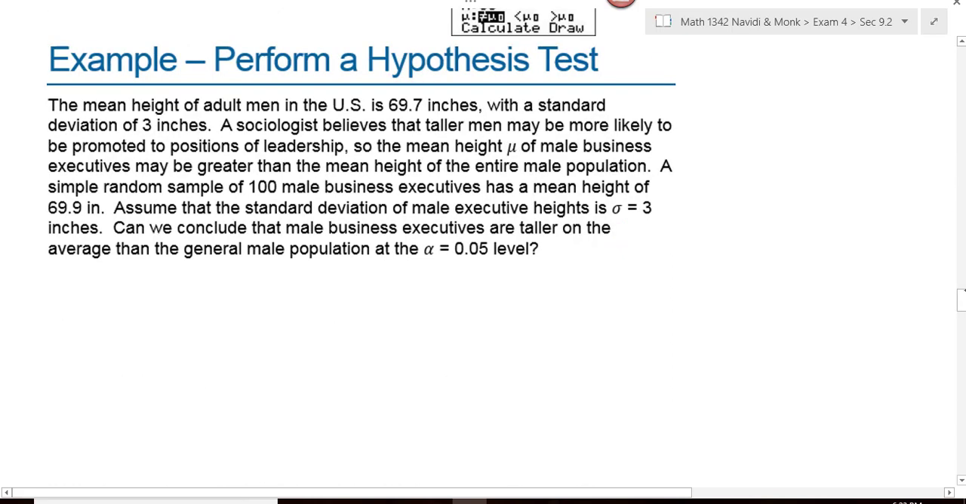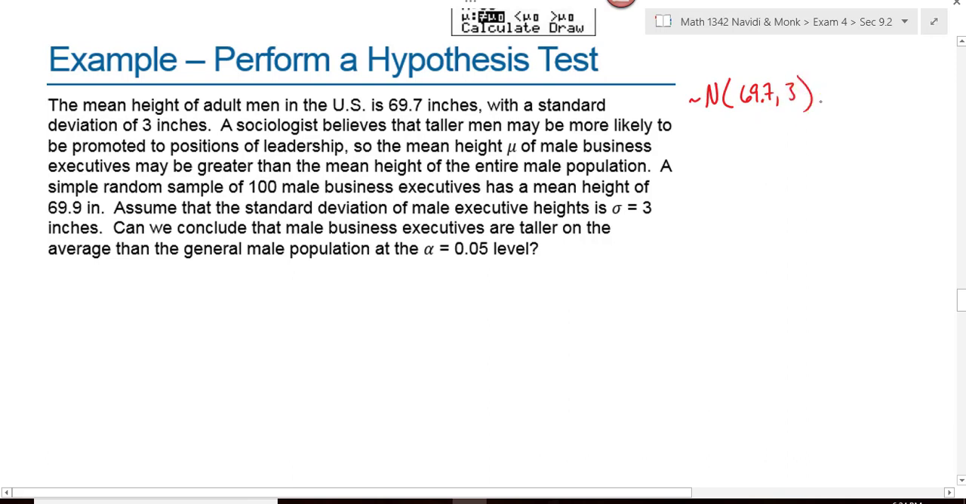Let's look at another example problem. The mean height of adult men in the U.S. is 69.7 inches with a standard deviation of 3 inches. So men's heights are normally distributed with a mean of 69.7 inches and a standard deviation of 3 inches.